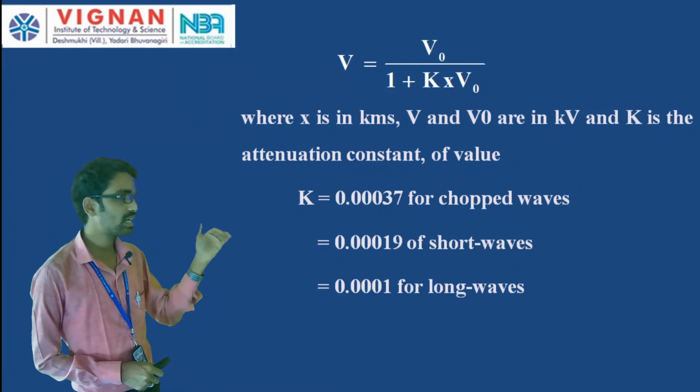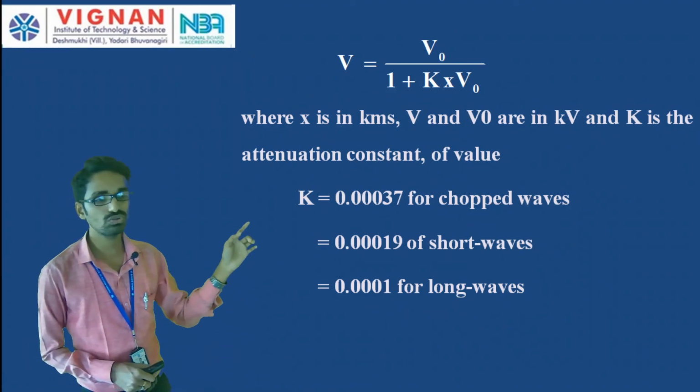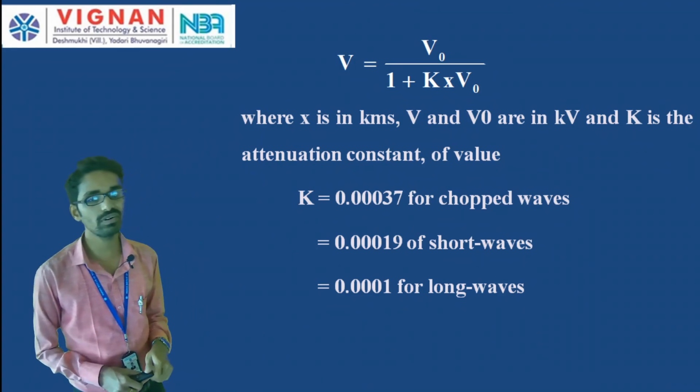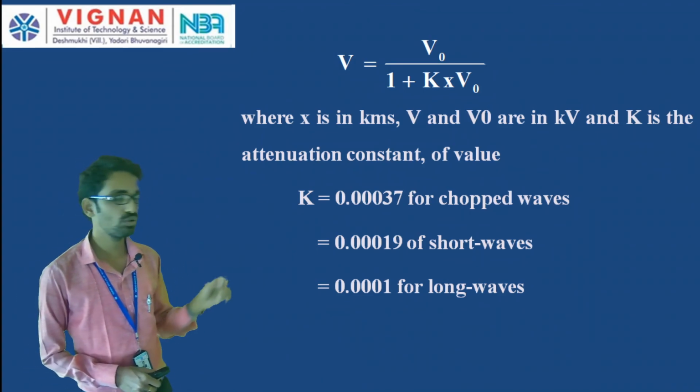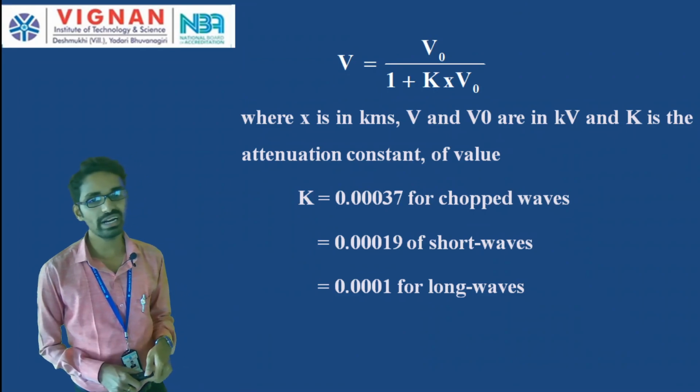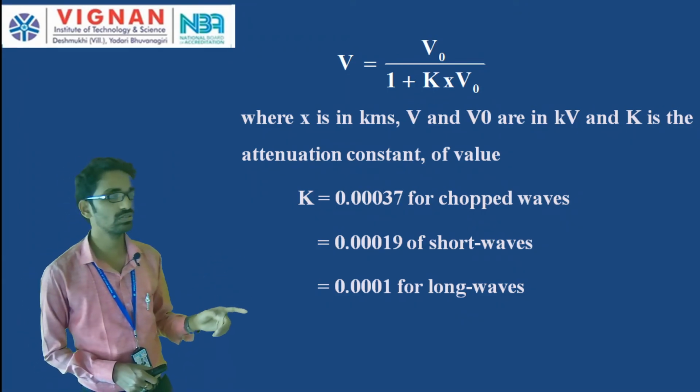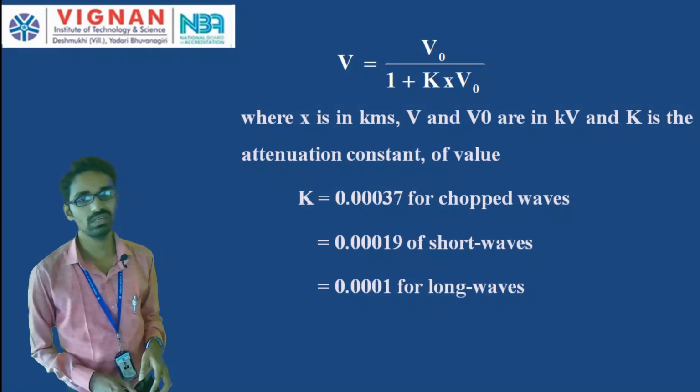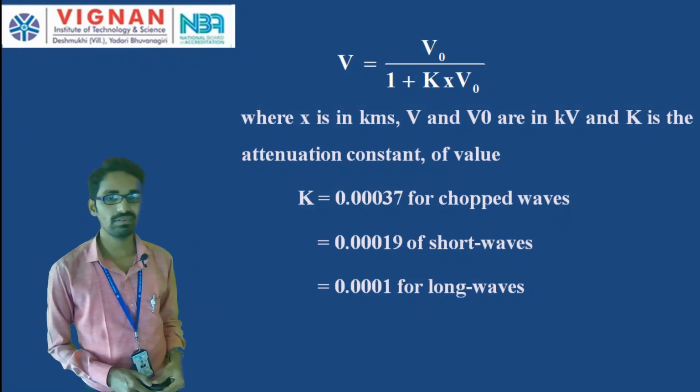The value of the attenuation constant is k equal to 0.00037 for chopped waves, 0.00019 for short waves, and 0.0001 for long waves. So that is the attenuation of the travelling waves.